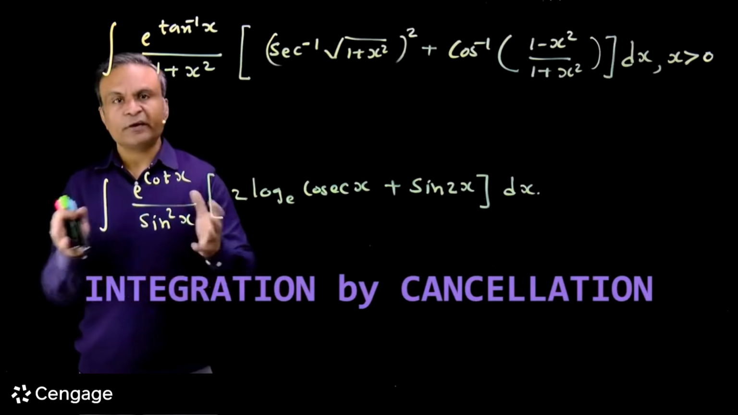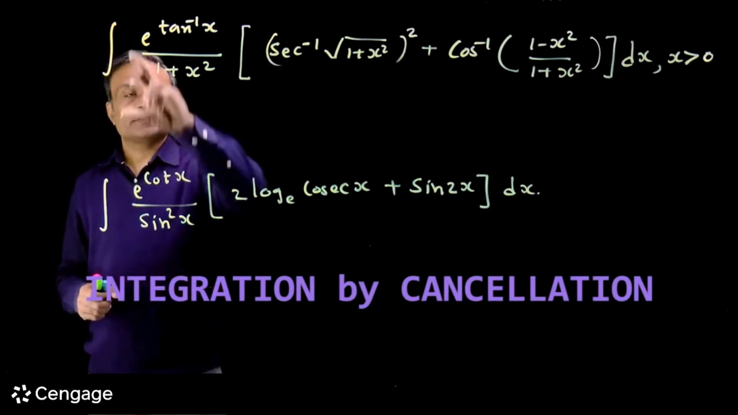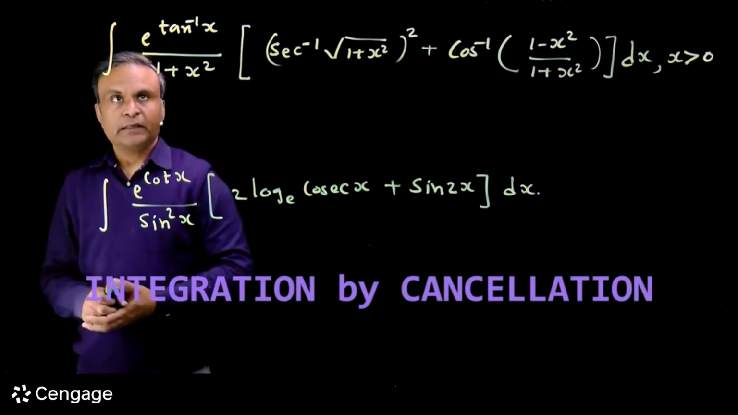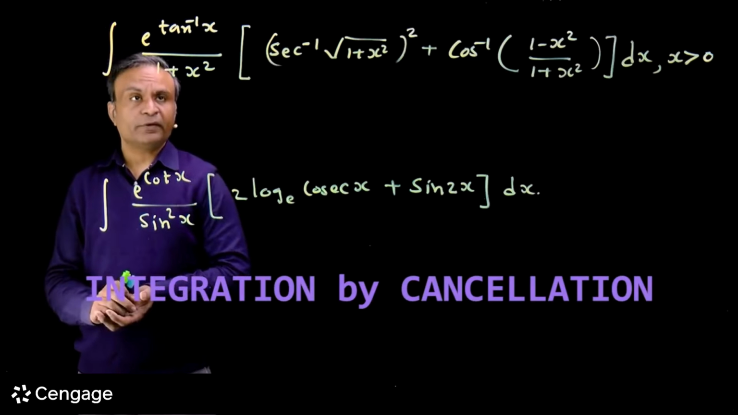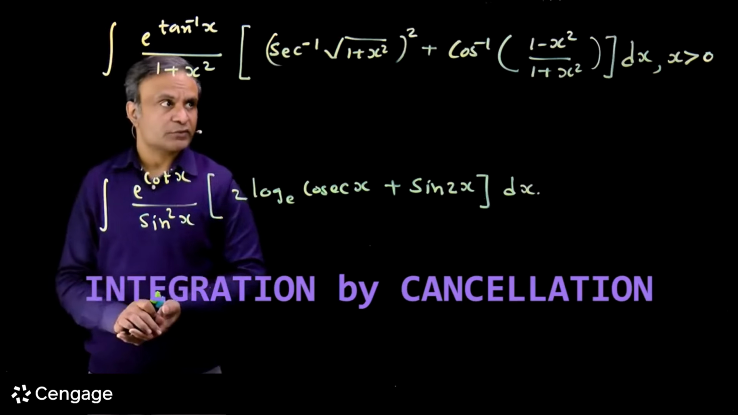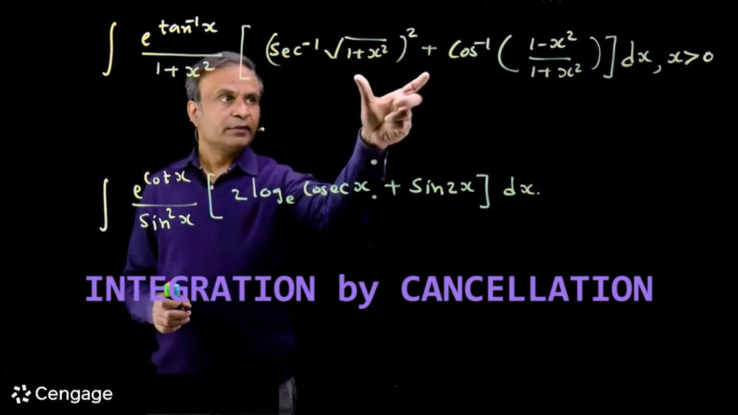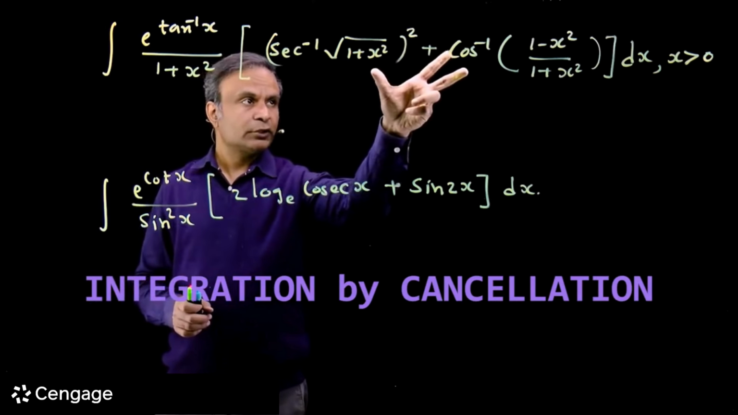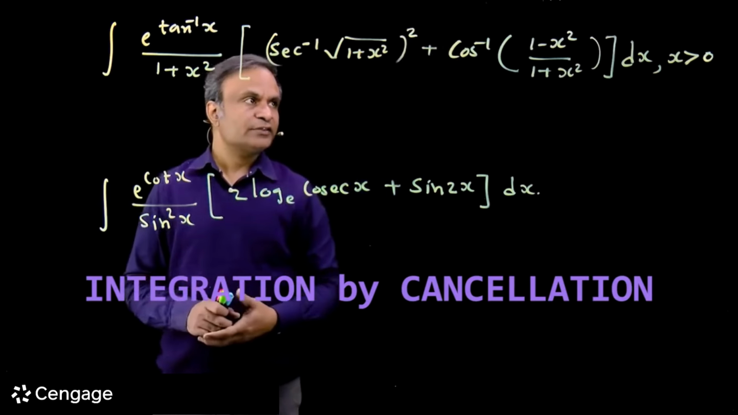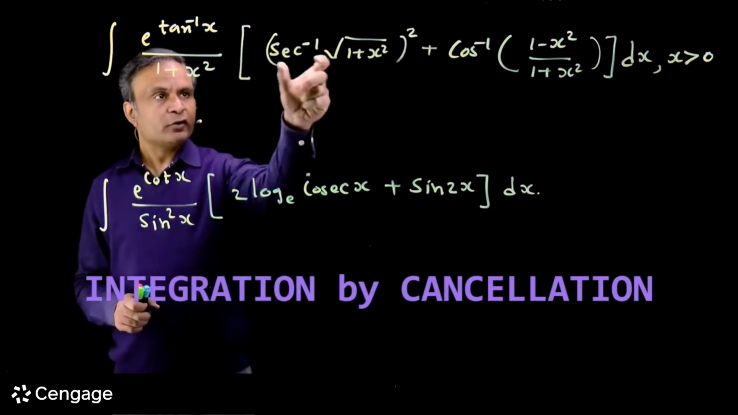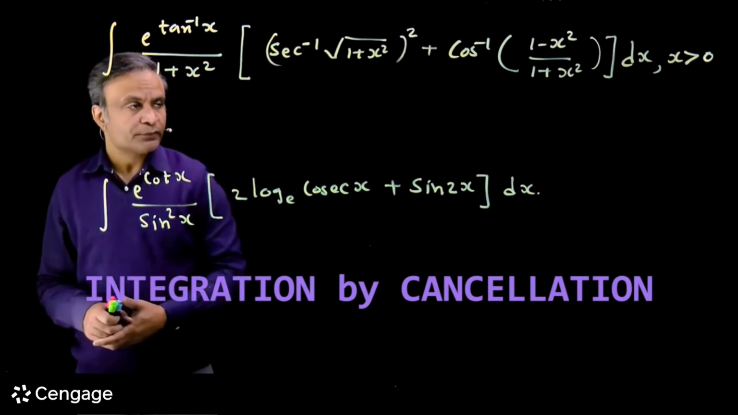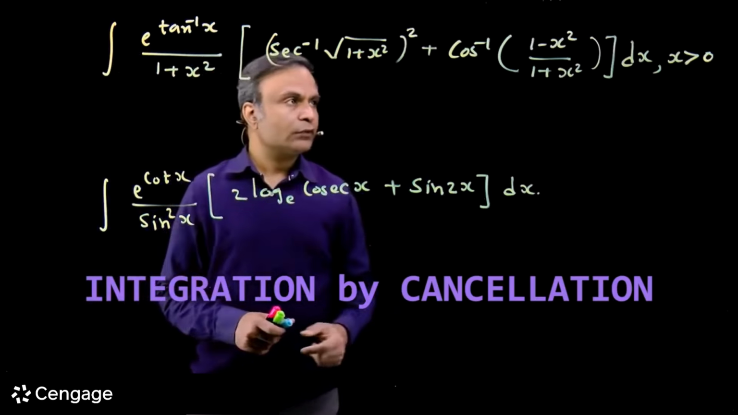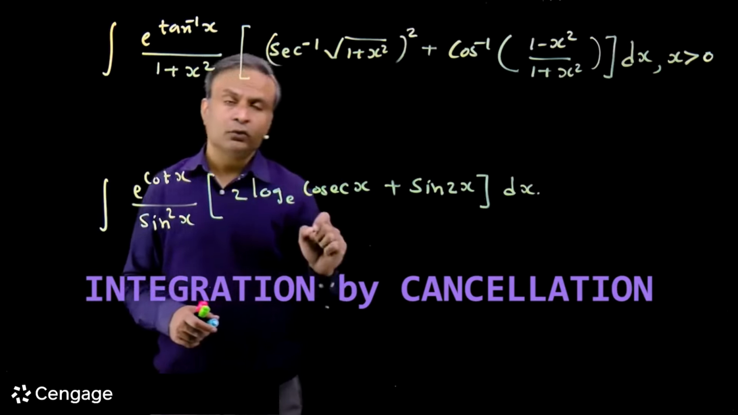Okay, so we have two more questions. This first one, the integrand is e power tan inverse x over 1 plus x square, multiplied by inside bracket. Here we have two inverse trigonometric functions. We have square of secant inverse root 1 plus x square plus cos inverse of 1 minus x square over 1 plus x square.